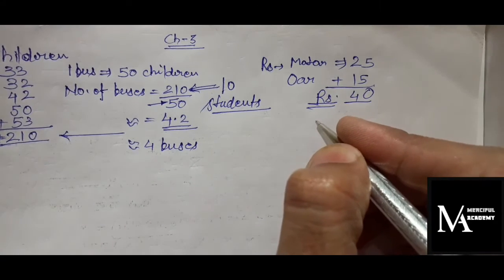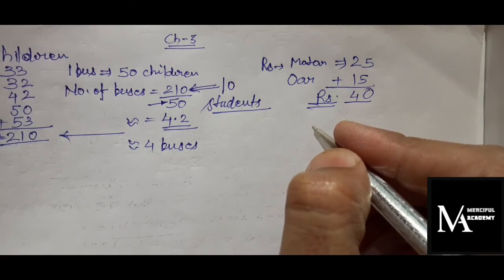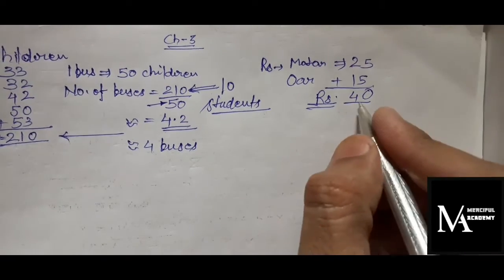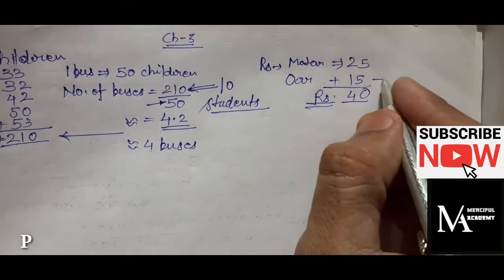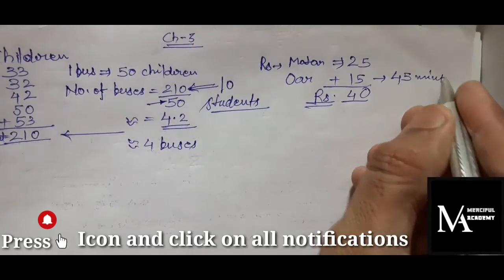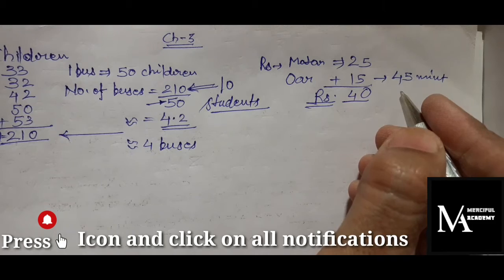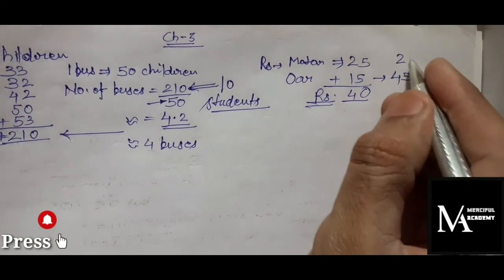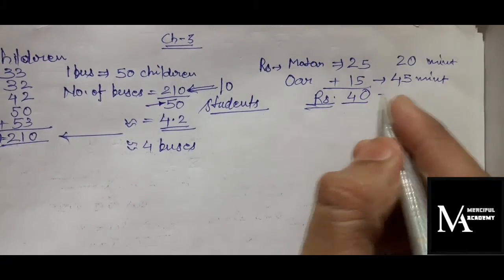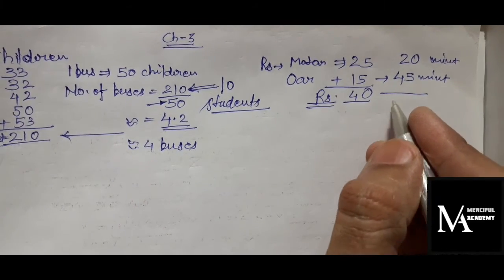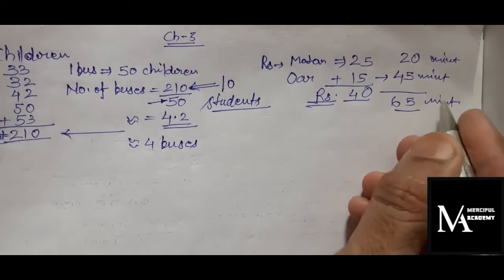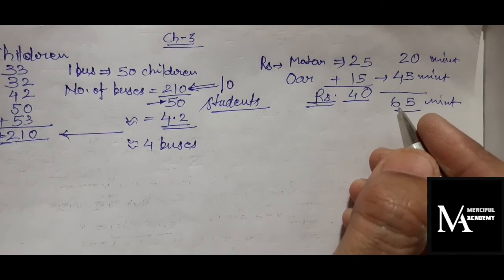Now we will move to the next part. How much time did they get for the boat ride? The time for the oar boat is 45 minutes and the motor boat timing is 20 minutes. Then we will take 65 minutes to ride on both boats.